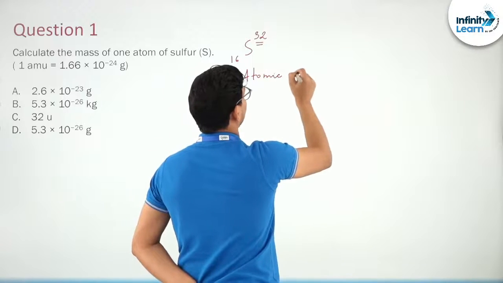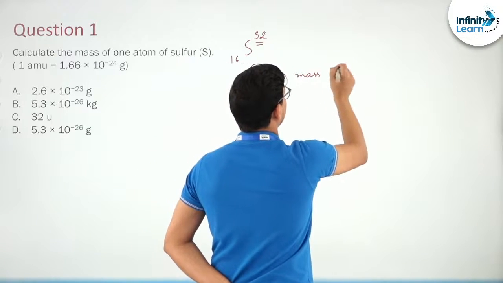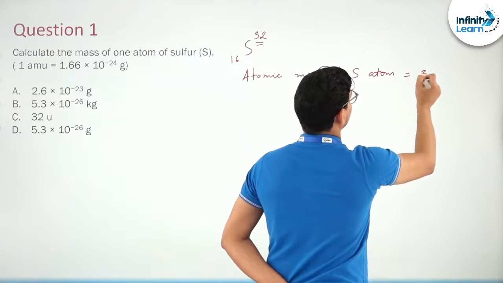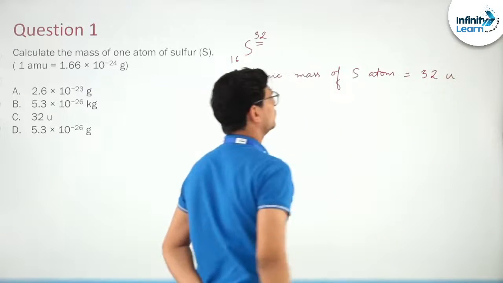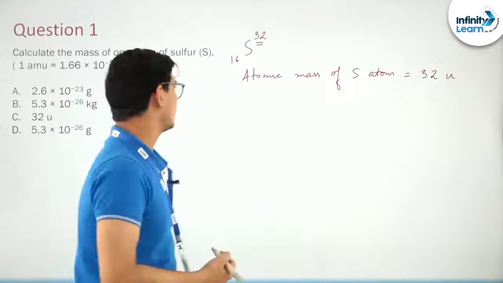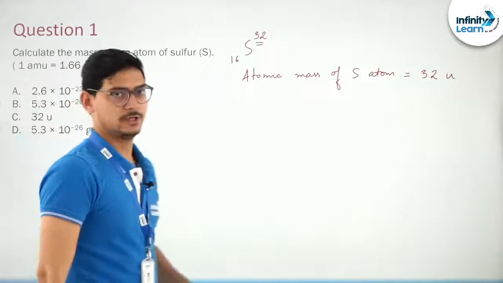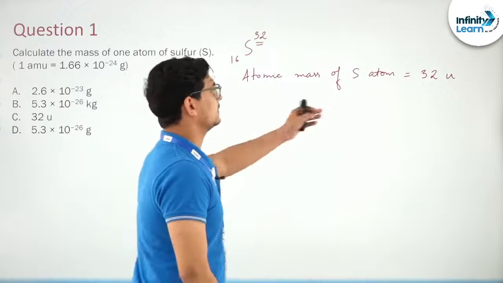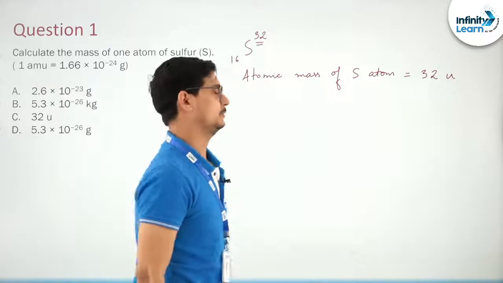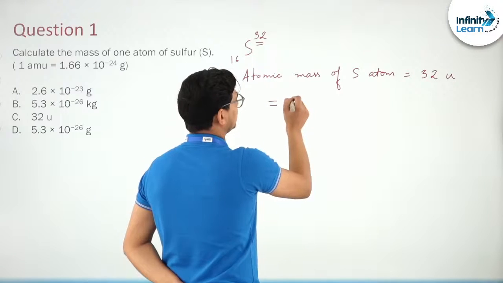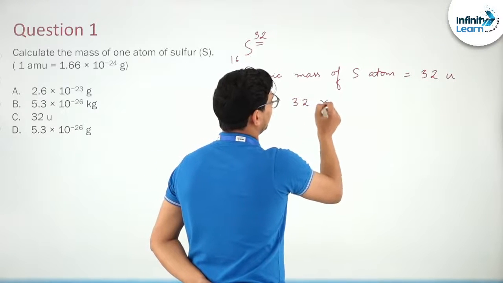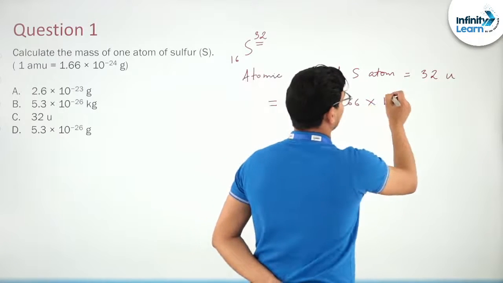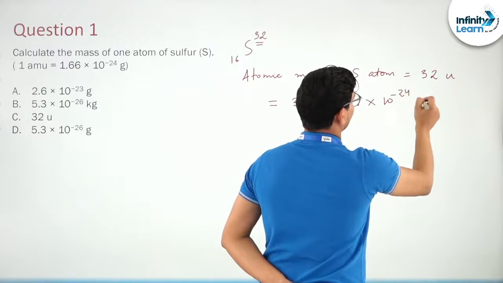Atomic mass of sulfur atom is 32 AMU or 32 U. But you can see in the options, none of the options contain AMU unit. In fact, all of them are in either gram or kilogram. So we would have to replace the unit of U by its exact value. So I can also write this answer as 1 AMU is, as we learned, this.